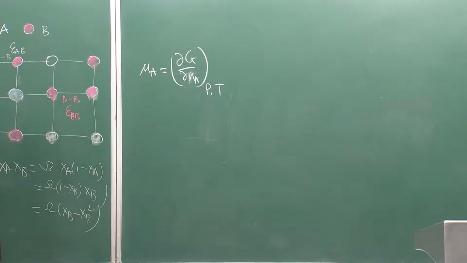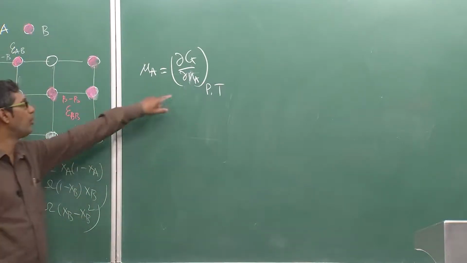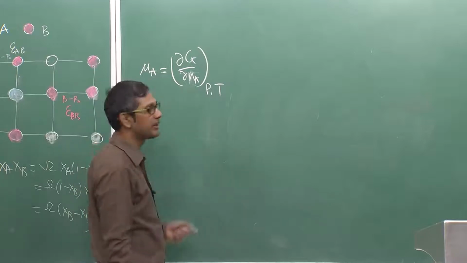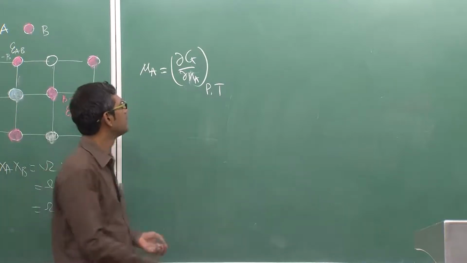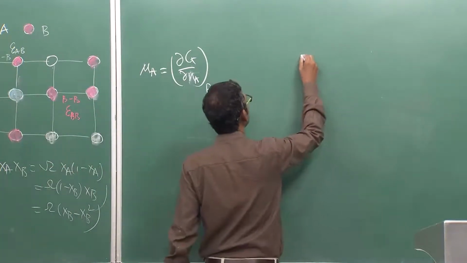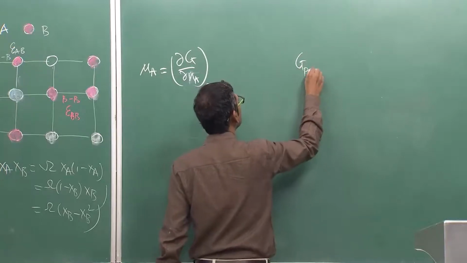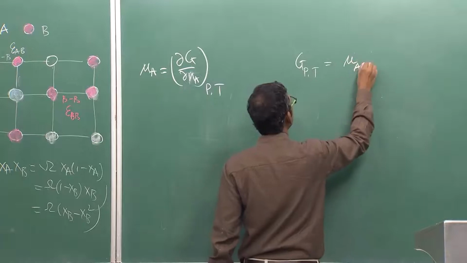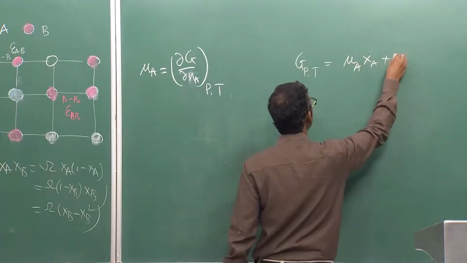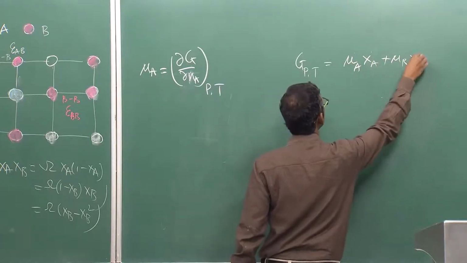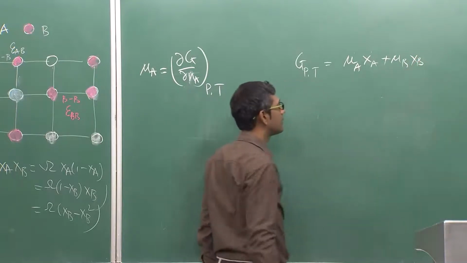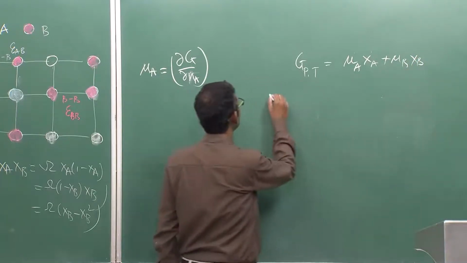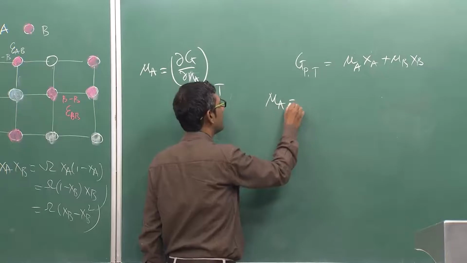At constant temperature and pressure, it is nothing but the derivative of G as a function of Na, where Na is the number of moles of A, and this can be again converted to the mole fractions. And I told you in the last class that G at constant temperature and pressure is nothing but mu A XA plus mu B XB, correct.